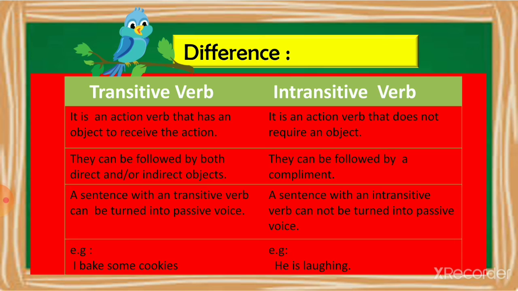What is the difference between transitive verbs and intransitive verbs? A transitive verb is an action verb that has an object to receive the action. An intransitive verb is an action verb that does not require an object. Transitive verbs can be followed by both direct or indirect objects. Intransitive verbs can be followed by a complement. A sentence with a transitive verb can be turned into passive voice. A sentence with an intransitive verb cannot be turned into passive voice. Example, I baked some cookies, he is laughing.